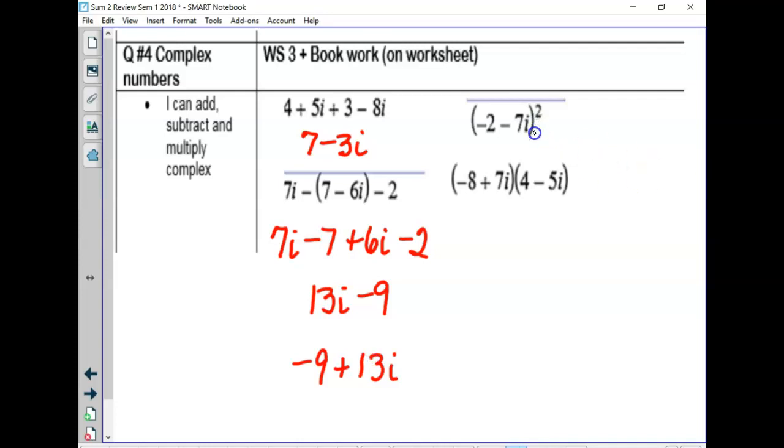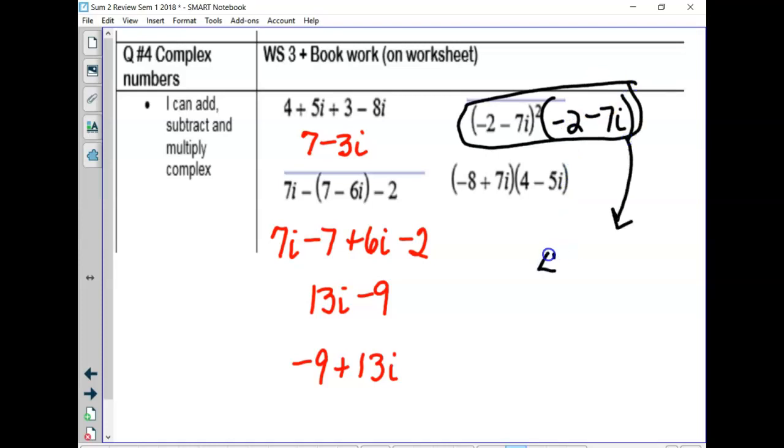All right. These are foiling questions. Do you need me to do one of those or not? Which one? The top one? Okay, so this guy up here, negative 2 times negative 2 is 4. Negative 2 times negative 7i would be plus 14i. In the middle here, we have a negative 7 times negative 2 would be plus 14i again.